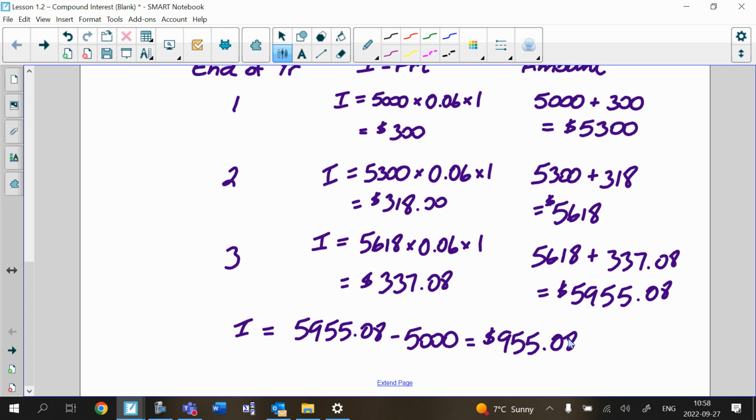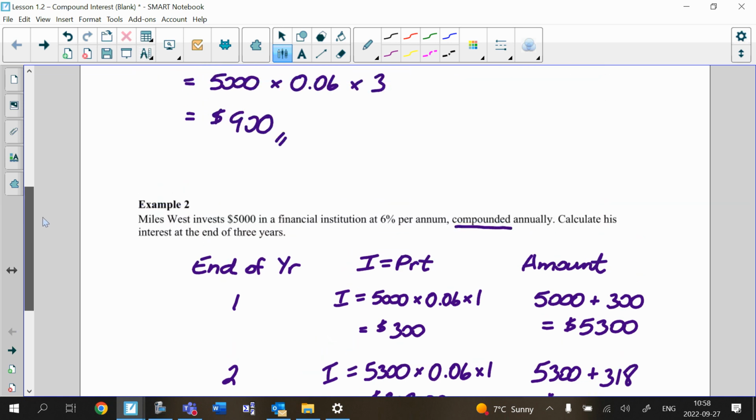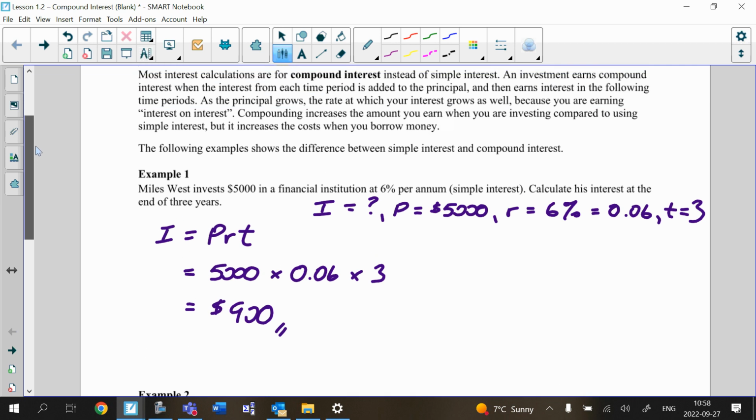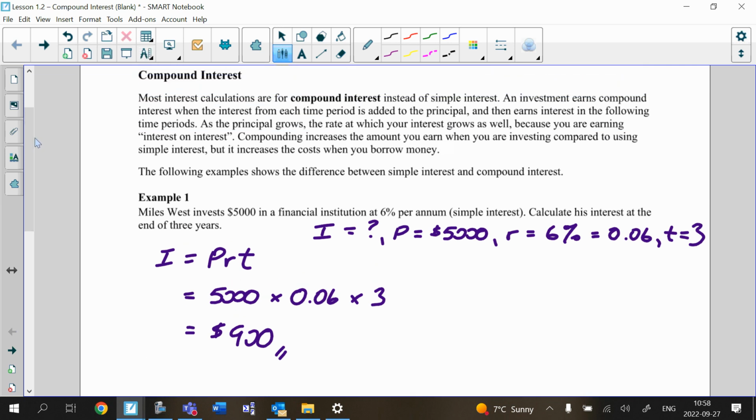And that's what I mean when I say up here, you are earning interest on interest. So if you're investing money, compound interest is better than simple interest because you'll make more money. However, if you're borrowing money, compound interest is not as good as simple interest because you'll be paying more money.